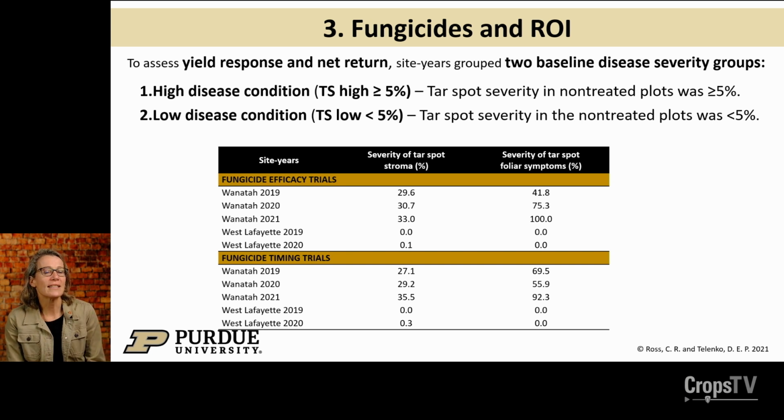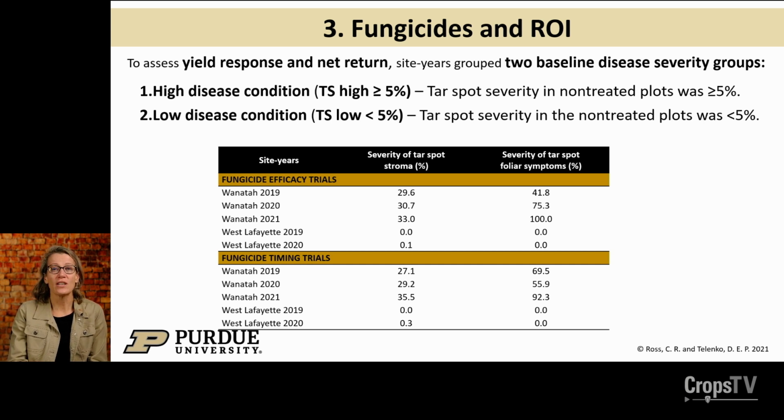So these are the data, the CITEA data that she used from 2 locations in Indiana, Wanatah and West Lafayette, and 2019 through 2021. And you can see the data there, the severity of the tar spot stroma, which would be those black spots, and then the severity of the tar spot foliar symptoms, which would include the black spots plus just the dead leaf tissue around that.